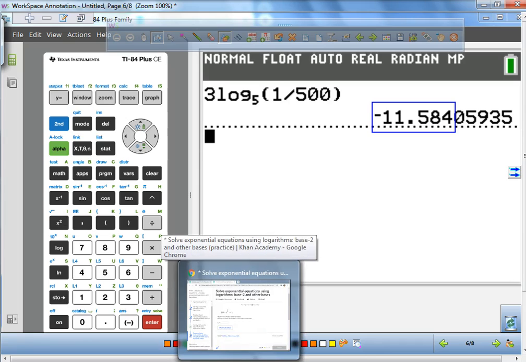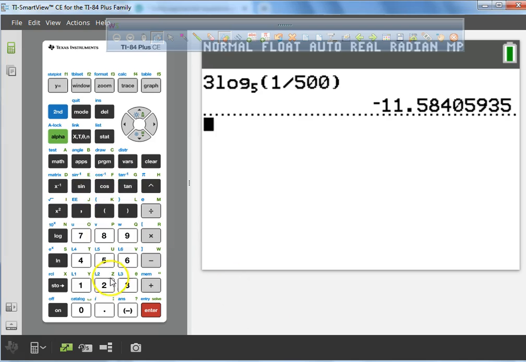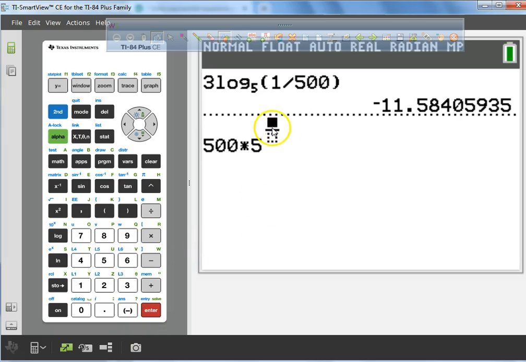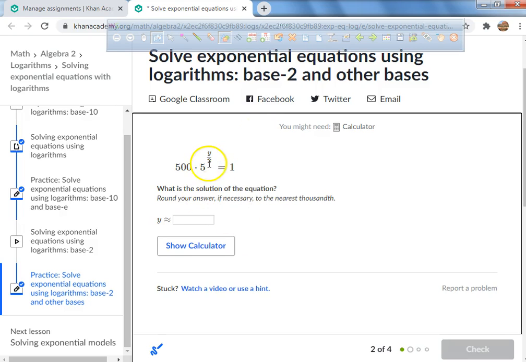Now, if you ever wanted to check your answer to make sure you got it right, here's how you could check your answer. See that 500 right there? I'm going to type it in the graphing calculator. It's kind of cool. I can type in 500 times 5 raised to the power, and I'm going to make a little fraction up here. And up here, in this little part right here, that's our answer. So I'm going to take that answer and put it right there. And remember, that answer was being divided by a 3. And if I did everything right, what should it equal? It should equal a 1.